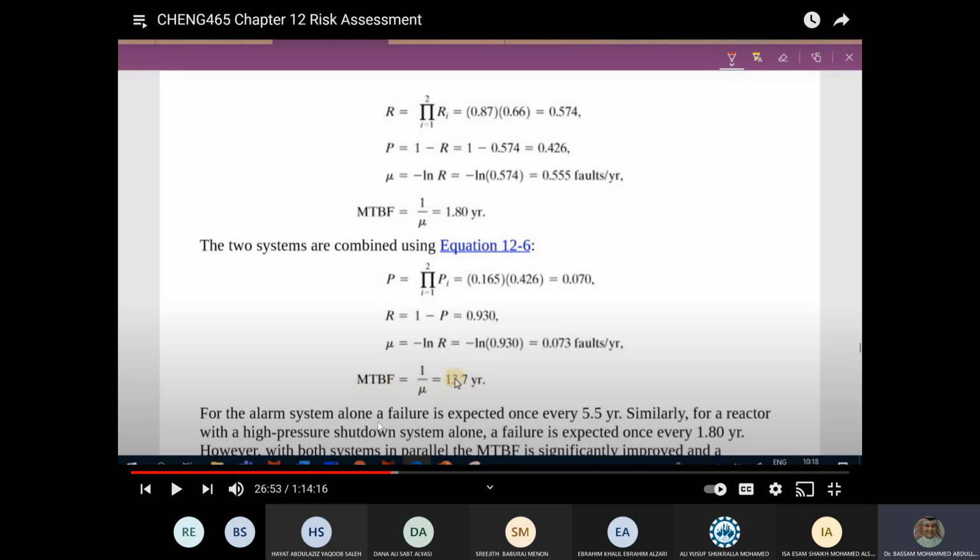For the alarm system alone, a failure is expected to be once every 5.5 years. Similarly, for a reactor with the high pressure shutdown system alone, again alone, a failure is expected once every 1.8 years. However, with both systems in parallel, you're improving things, and you're making it 13.7 years. That's the mean time to failure. And imagine how much we are improving things.